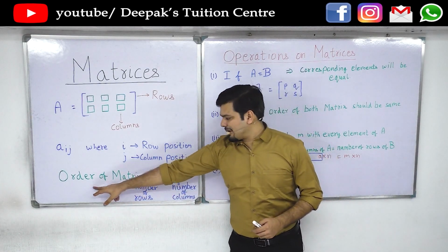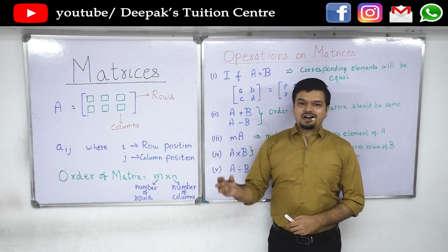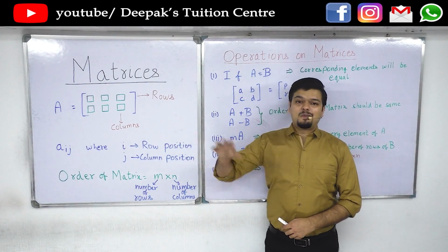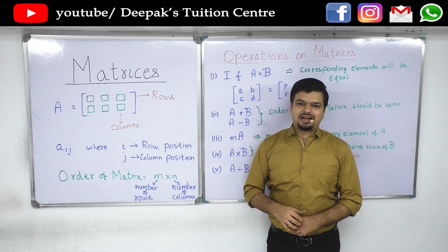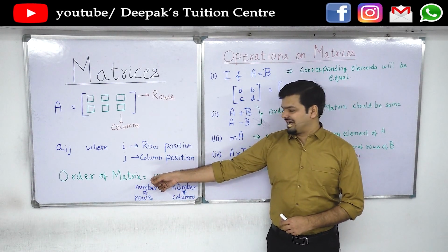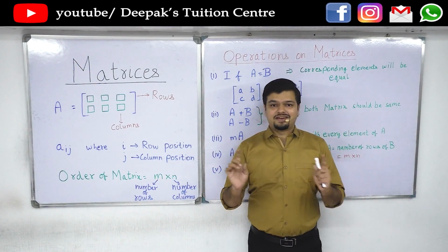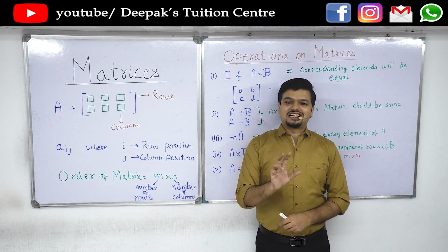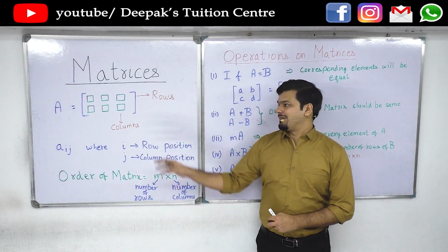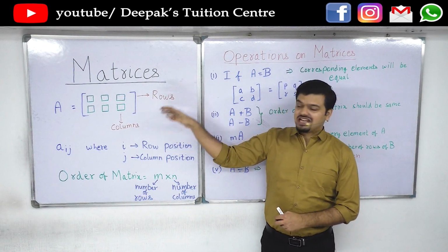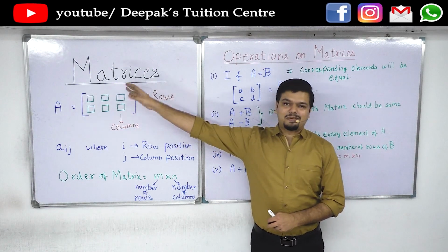Next important thing is order of matrix. Order of matrix just shows how many rows and columns there are in a matrix. So order of matrix is basically M cross N. It's not M multiplied by N. We do not multiply the numbers. We just write M cross N. That means M is the number of rows and N is the number of columns.